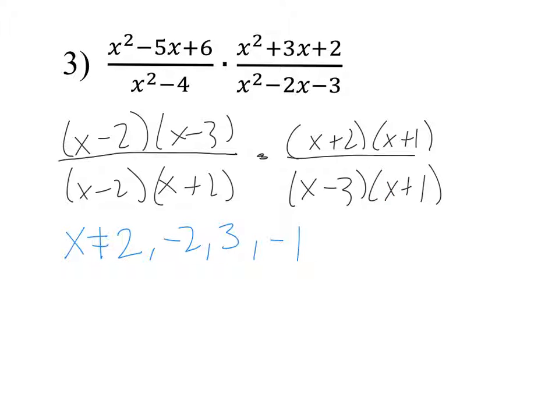Now again, multiplying is a little easier because it's just like one extended division bar. So anything on top and bottom: I see x plus 2 on top and bottom, I'm going to cross those out. See x plus 1 on both top and bottom, cross those out. I see x minus 3 on both top and bottom, x minus 2 on both top and bottom.